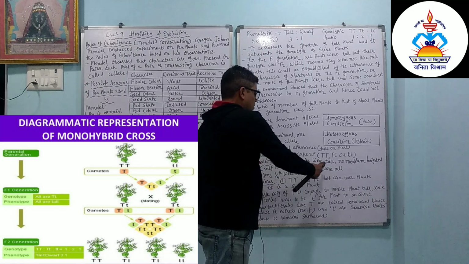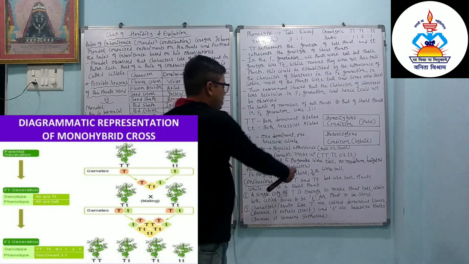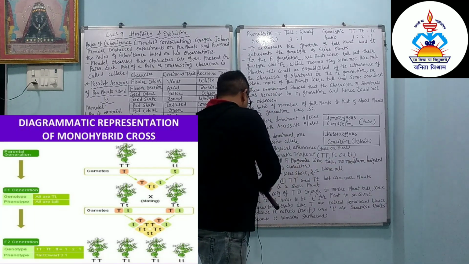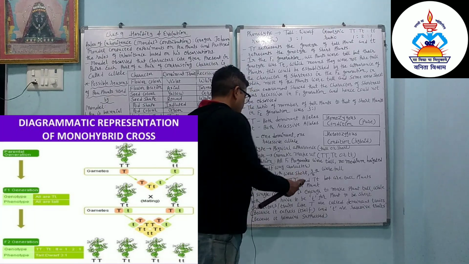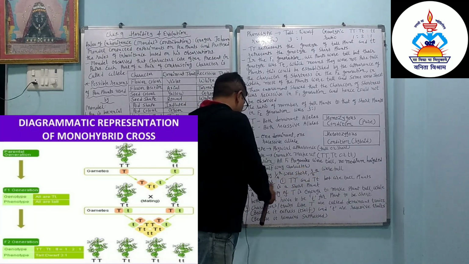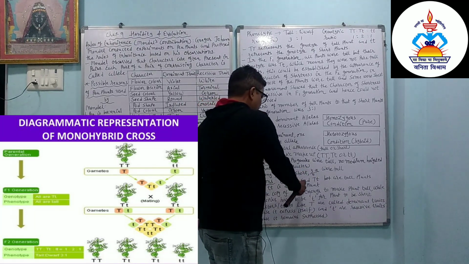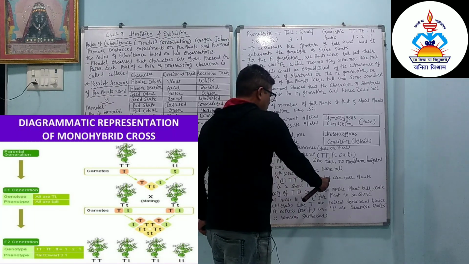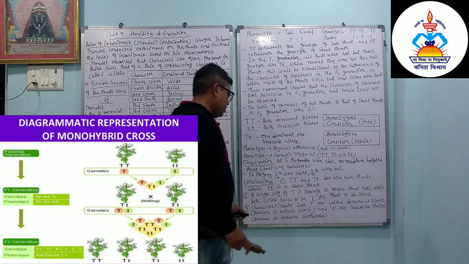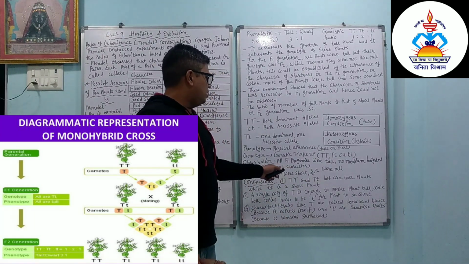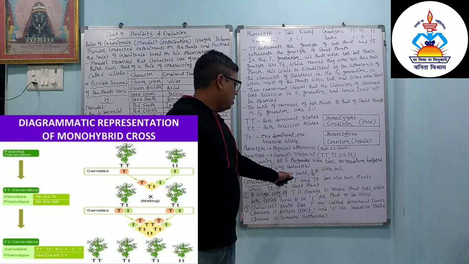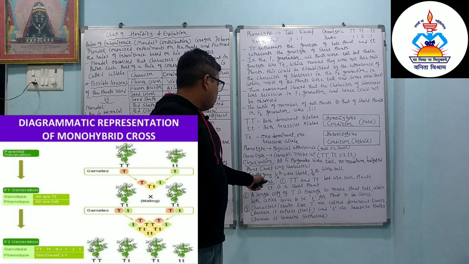Observation: all F1 progenies were tall. All F1 progenies are tall. No medium height plant, no halfway character. In the F2 progeny, 1/4 are short, means out of 4, 1 is short and 3 are tall. So we can say that 3/4 were tall. Conclusion: both capital T capital T and capital T small t are tall plants, while both small t is a short plant. So we get the ratio of 3 tall and the ratio of 1 with both small t as a short plant.